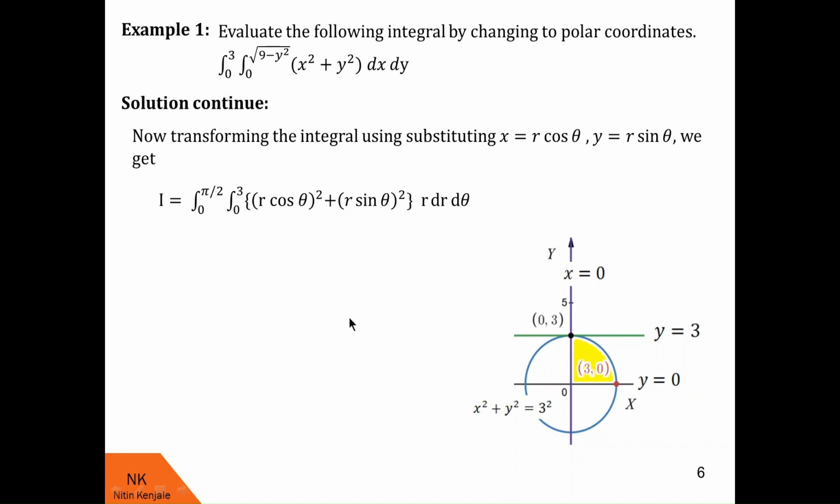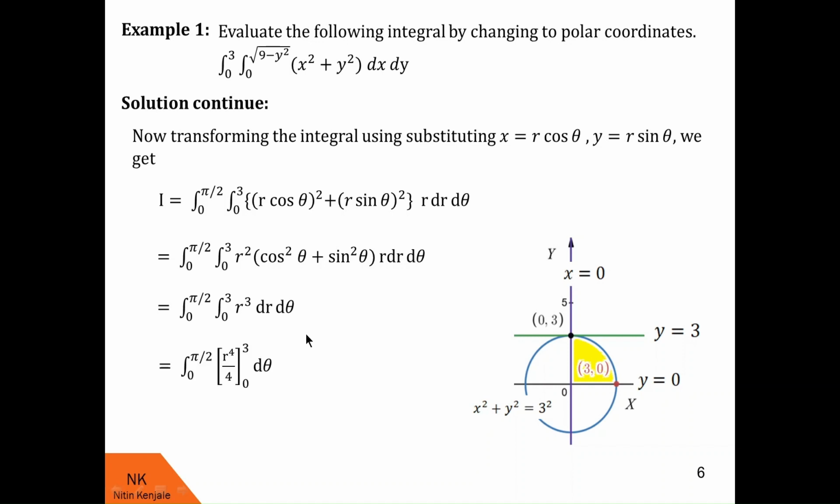Now let us proceed to evaluate this integral. I'll take out this r square, which is common in these two terms. We get inside cos square theta plus sin square theta and r dr d theta as it is. But cos square theta plus sin square theta is 1, so we are left with r square into r, that is r cube dr d theta. Now let us first integrate this r cube with respect to r.